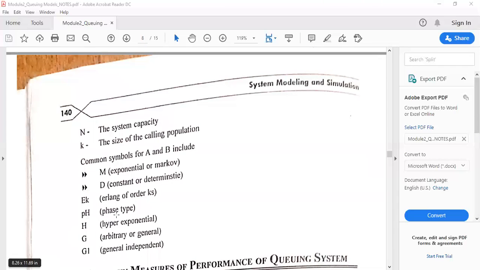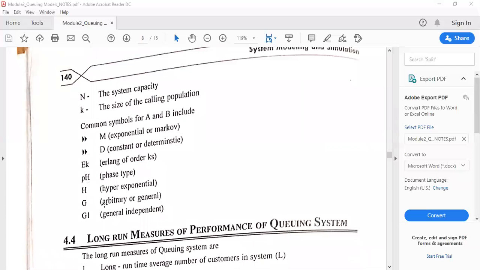PH is a phase type distribution. H is hyper exponential distribution. G is arbitrary or general type of distribution. GI means it is general independent distribution, right?